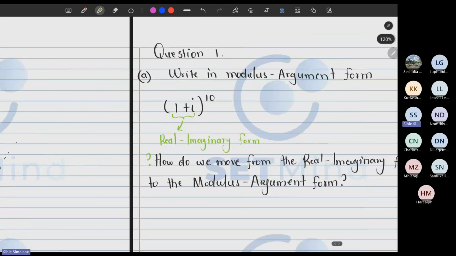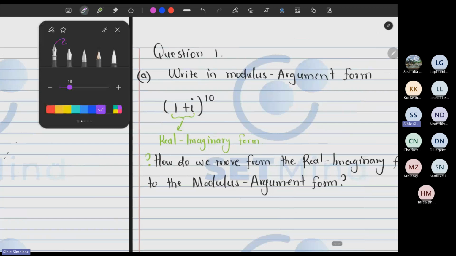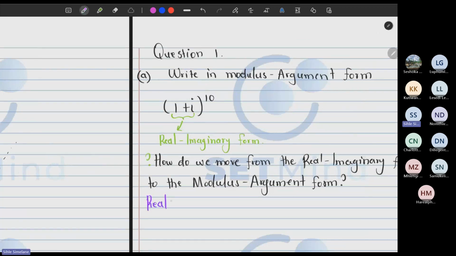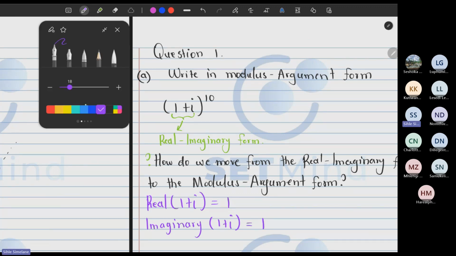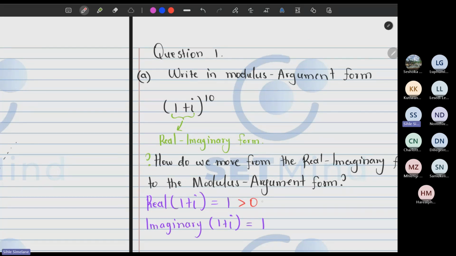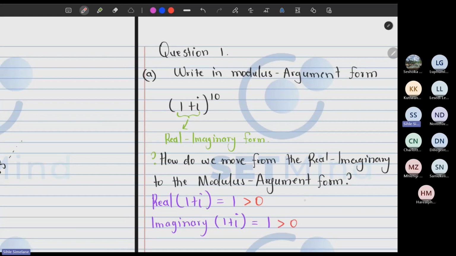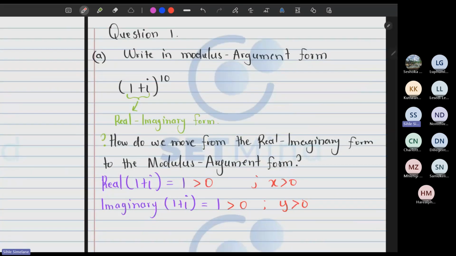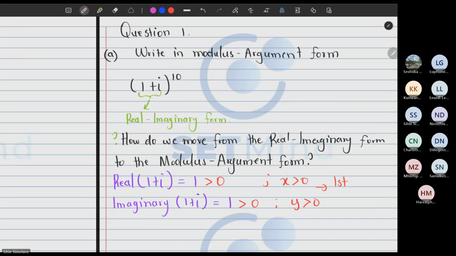So when I look at my problem, I start analyzing it. The real part of that complex number, 1 plus i, is equal to 1. The imaginary part of 1 plus i is whatever is multiplying the i, which is 1. And both of these are greater than 0. So the real part, which is x, is greater than 0, and the imaginary part is greater than 0. So if you look carefully, we have x greater than 0 and y greater than 0, and we know this very well, that it should be the first quadrant.